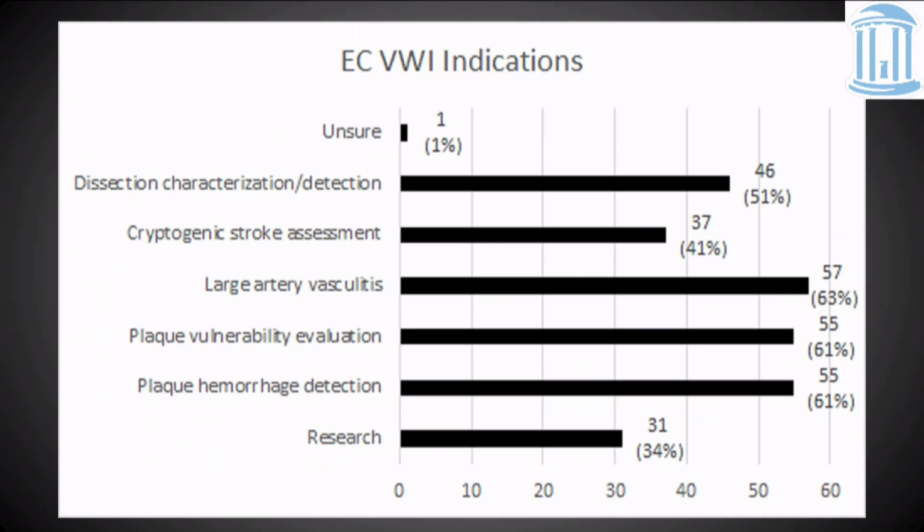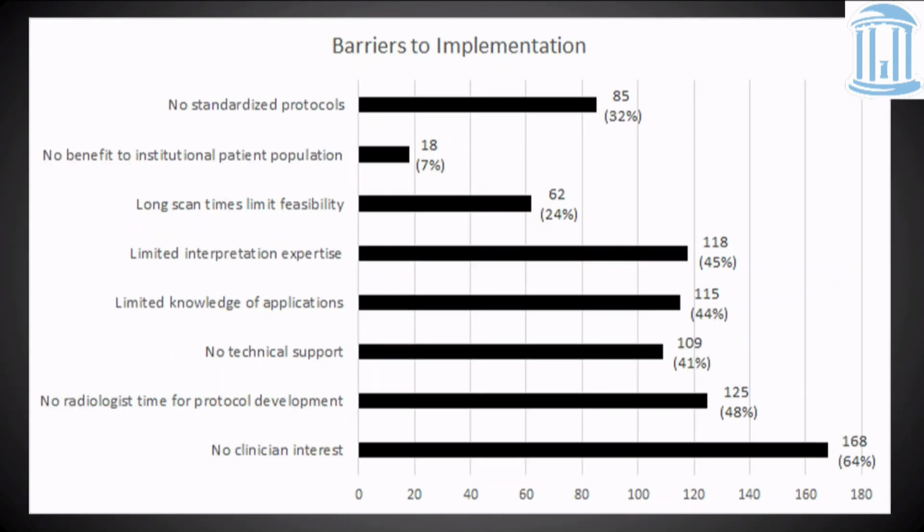And then in terms of indications for performance, this was interesting because the most common application was large artery vasculitis, followed by atherosclerosis evaluation and intraplaque hemorrhage detection, and then dissection characterization. I think this is important because large artery vasculitis is a very uncommon disease, as we know. And this speaks to maybe incomplete understanding of the value and applications of vessel wall MRA for atherosclerotic assessment and really the added benefit that you gain from it in terms of stroke risk stratification.